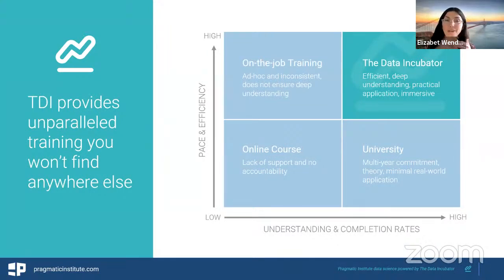On the job training might be an example of the faster pace, where you're getting through information really quickly, you're getting into practice really quickly, but you might not have as full of an understanding. And for us, what we try and do is really balance the two. So, finding that middle ground for us all.